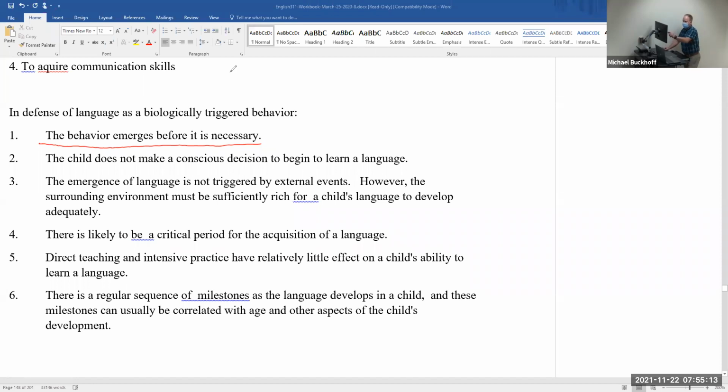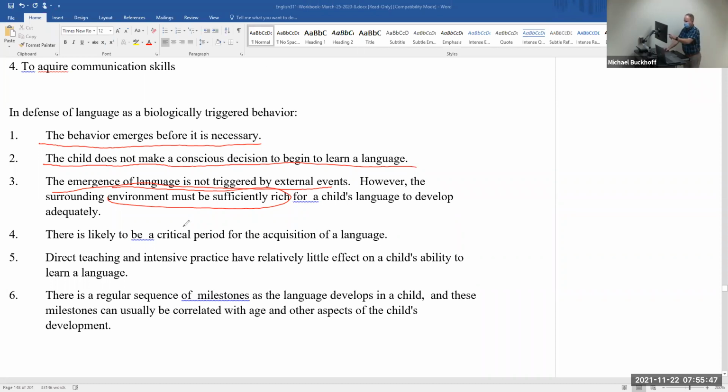Number 2, the child does not make a conscious decision to begin learning the language. It seems to be automatic. It just kind of happens. The emergence of language is not triggered by external events here. However, the environment must be, as we said before, rich for a child's language to develop adequately. They have to have the input. And from that input, the child begins constructing a language. But without the input, there's no way for the child to do that.